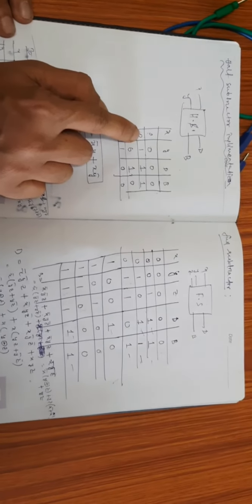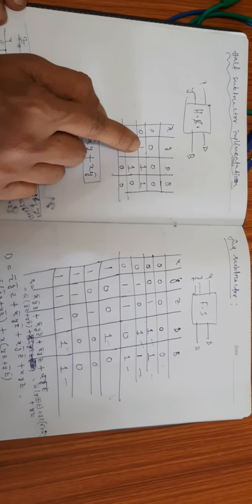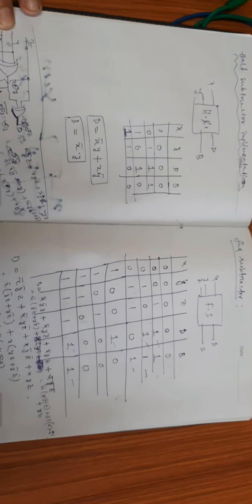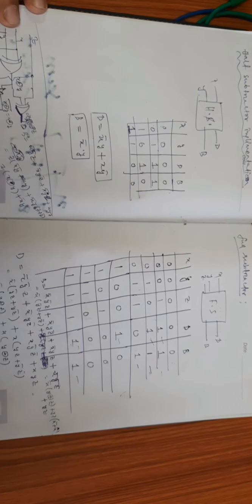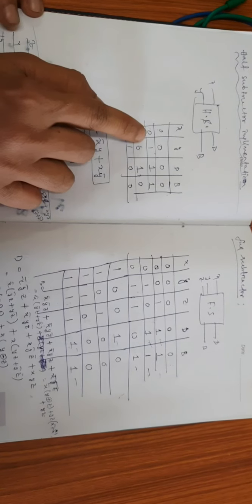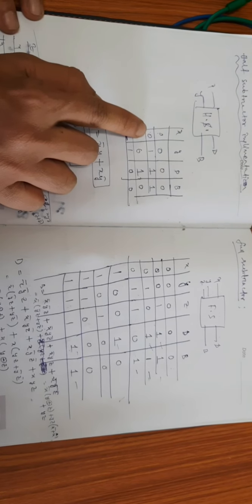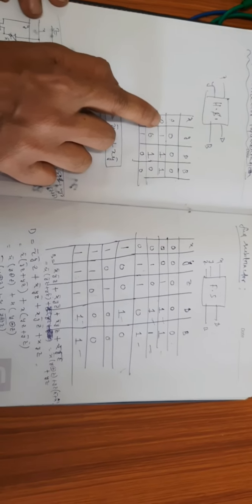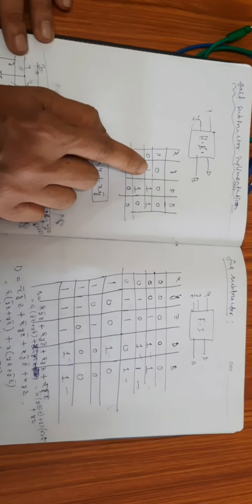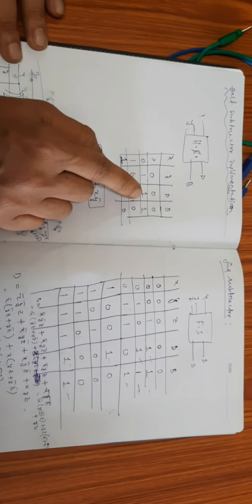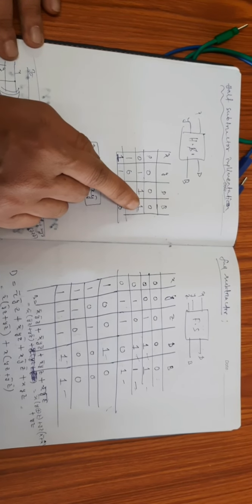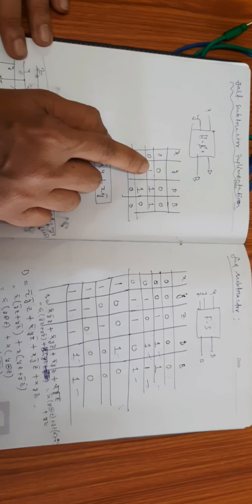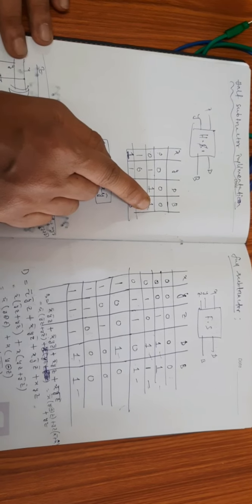When you subtract 0 minus 1, that means you are subtracting a bigger number from a smaller number. In that case, borrow is generated. A borrow bit is only generated when you subtract a bigger number from a smaller number. And what is the difference between 0 and 1? Obviously, 1 is the difference between 0 and 1. That's why the difference bit is 1. But there is a borrow because you are subtracting 0 minus 1.